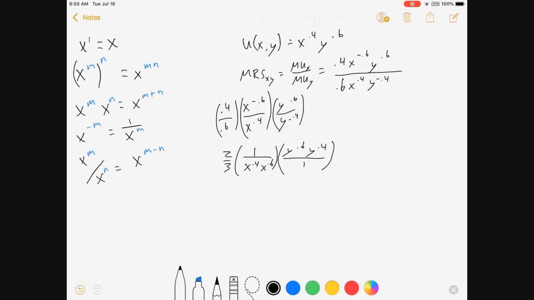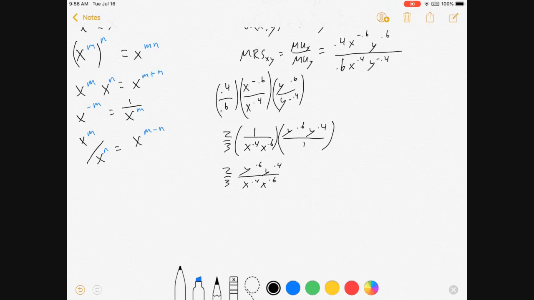Now, before I do any more exponent stuff, I'm going to combine with these ones. I'm going to call this 2/3 times y to the 0.6, y to the 0.4 over x to the 0.4, x to the 0.6. Those ones just cancel out and don't matter anymore.